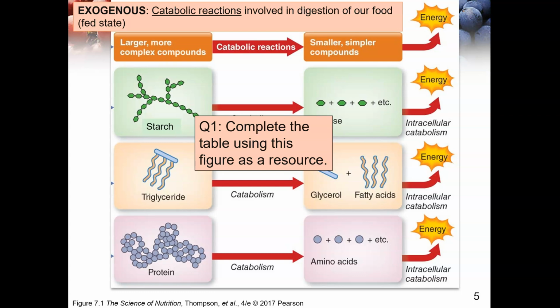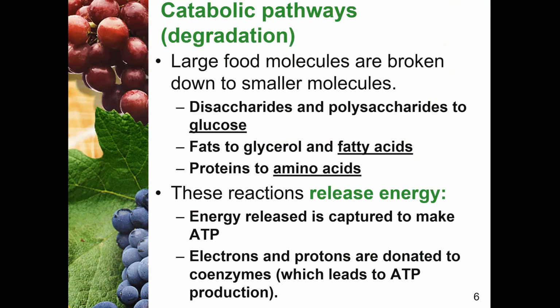So I had you complete the table on your handout in question 1 using this figure as a resource. So I just summarized the answer just now. Okay, so again, degradation or catabolic or breaking down pathways are food molecules are broken down to smaller molecules. Again, disaccharides and polysaccharides to glucose, fats to glycerol and fatty acids, proteins to amino acids. And these reactions release energy, and we can capture some of that energy to make ATP. And ATP is going to be able to drive other reactions that we need.